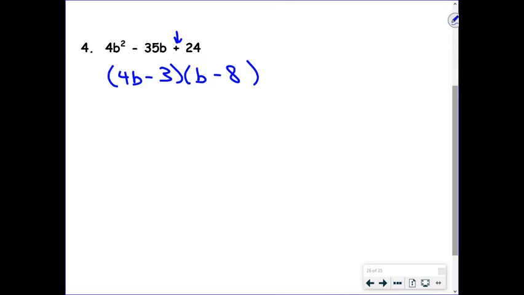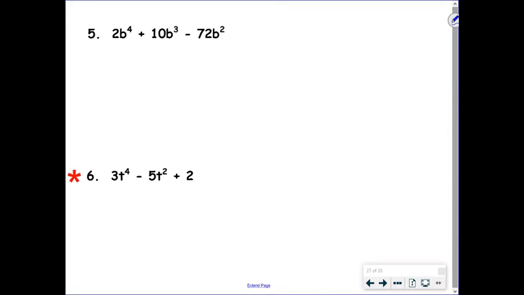If I did 8 and 3, the inside is negative 3. The outside is negative 32. That gets me it. All right, pause again. Give 5 and 6 a shot.